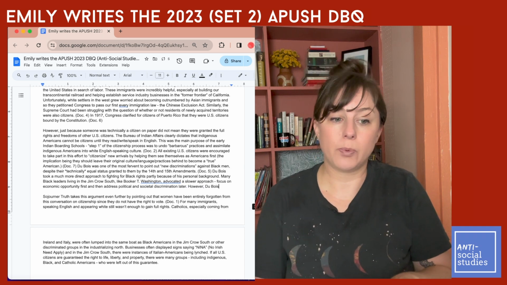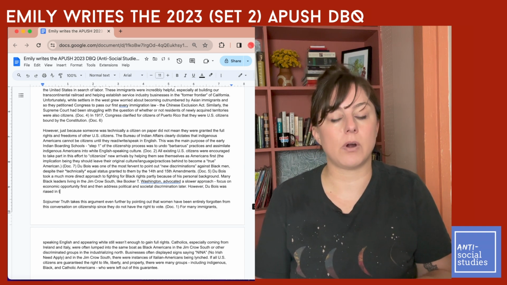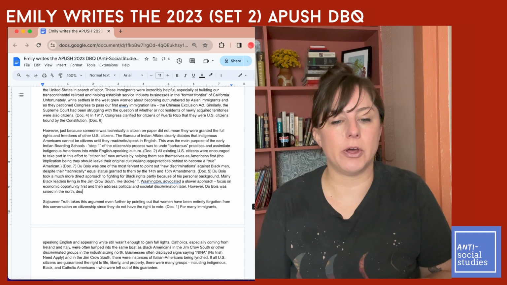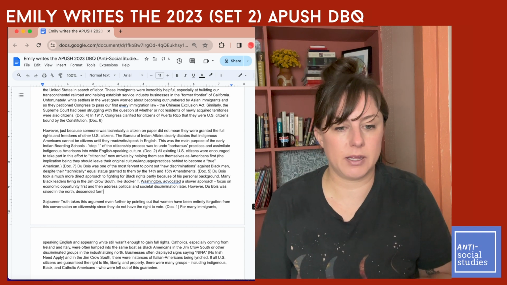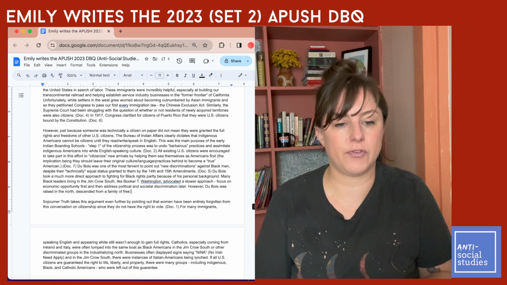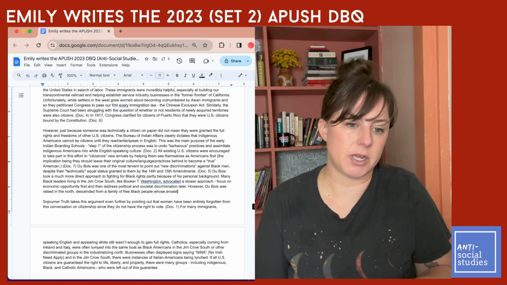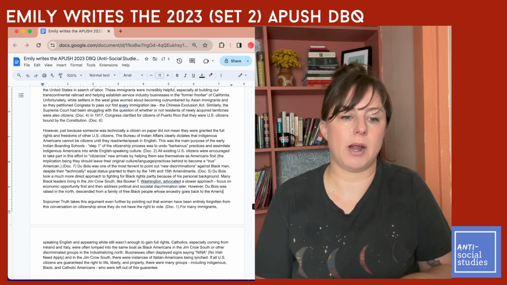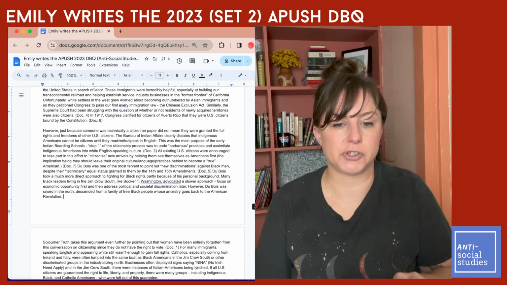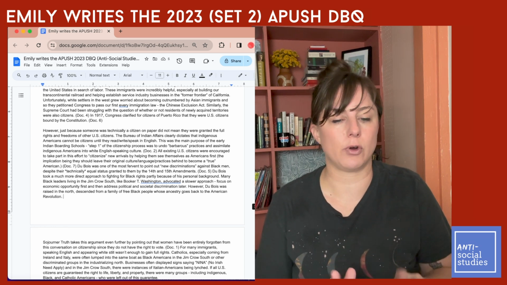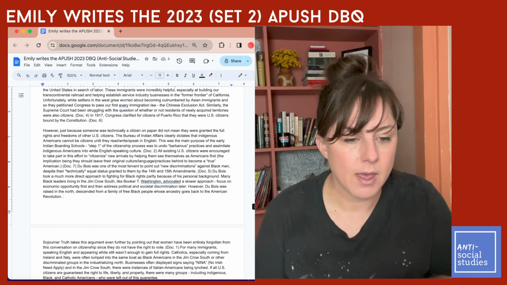However, Du Bois was raised in the North, and I actually happen to know this about him, descended from a family of free Black people whose ancestry goes back to the American Revolution. It's actually really interesting. I believe his great whatever grandfather fought in the Revolution as a Black man.